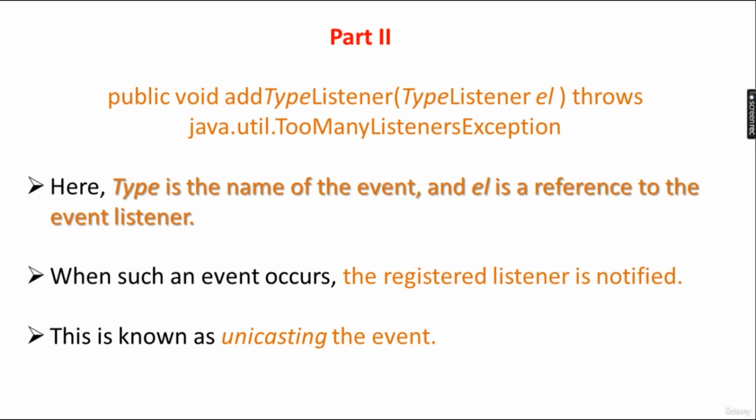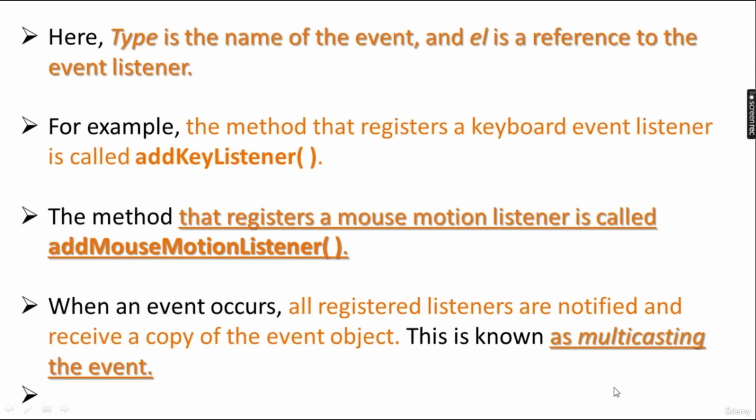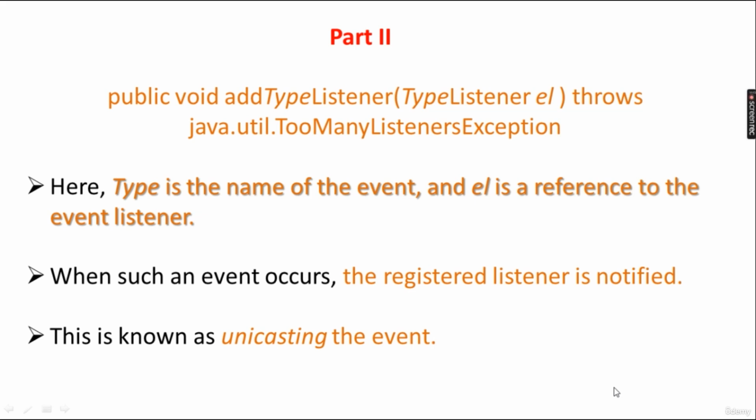Type is the name of the event, and el is the reference to the event listener. When such an event occurs, the registered listener is notified and is called, unlike the previous method. This is the previous method: public void addTypeListener, which can have multiple listeners at a time.